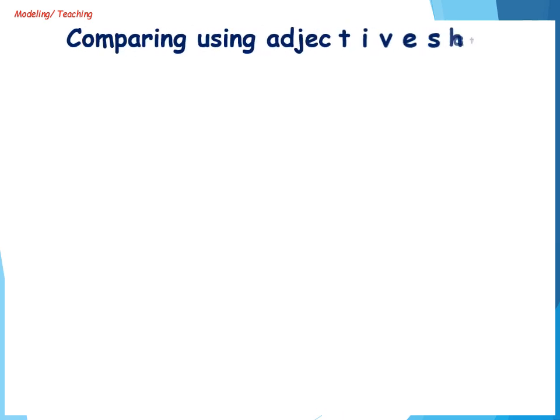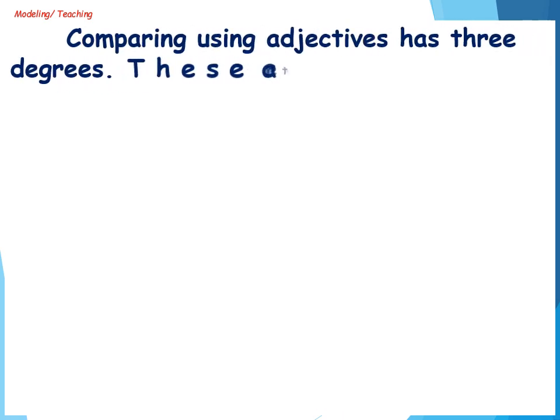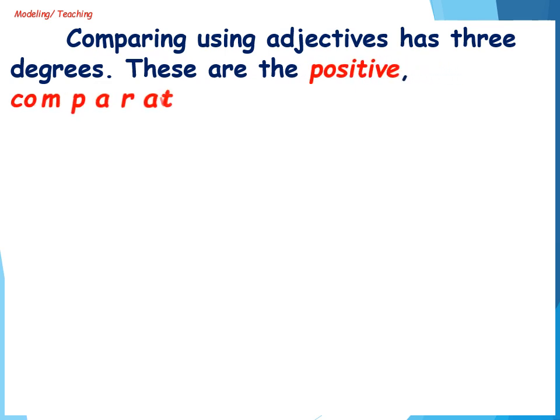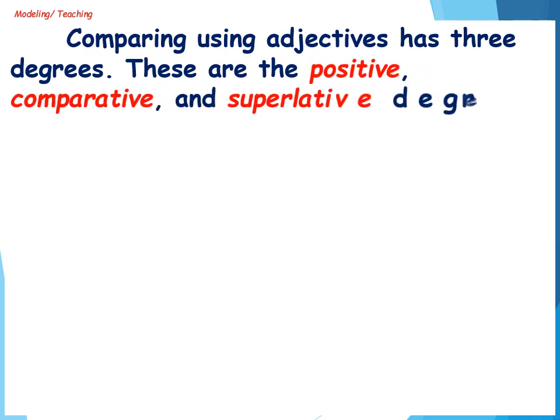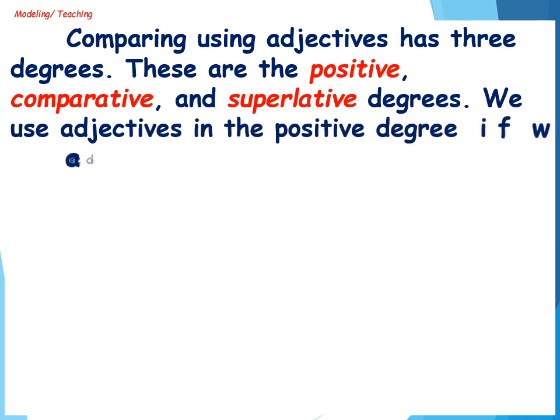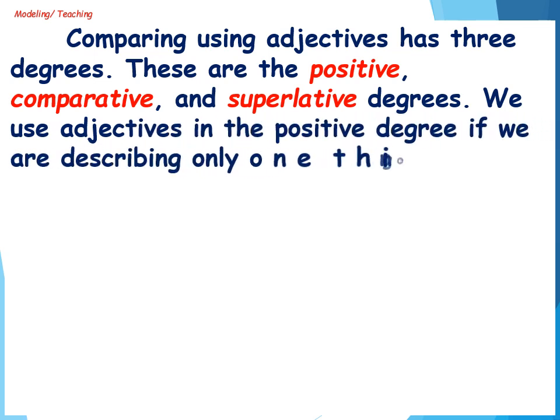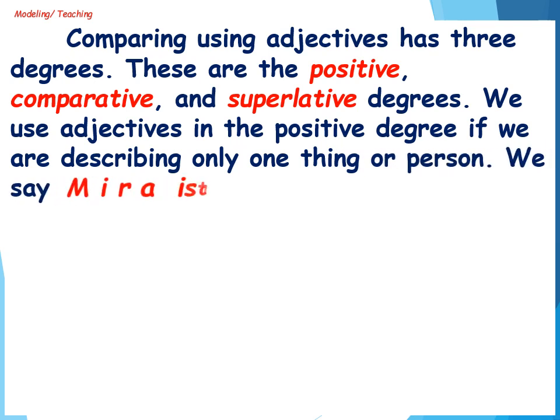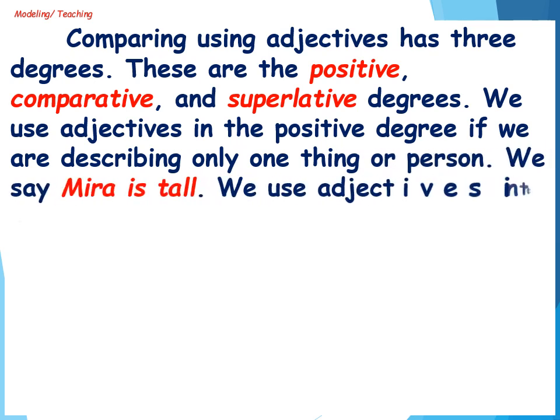Comparing using adjectives has 3 degrees. These are the positive, comparative, and superlative degrees. We use adjectives in the positive degree if we are describing only one thing or person. We say, Mira is tall.